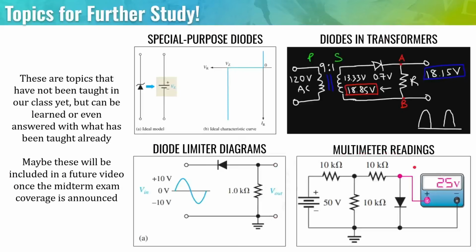Lastly, for multimeter readings, while technically not taught, it should be implied since you can just look at the nodes, the nodal voltages, and then analyze what you're supposed to find from there.